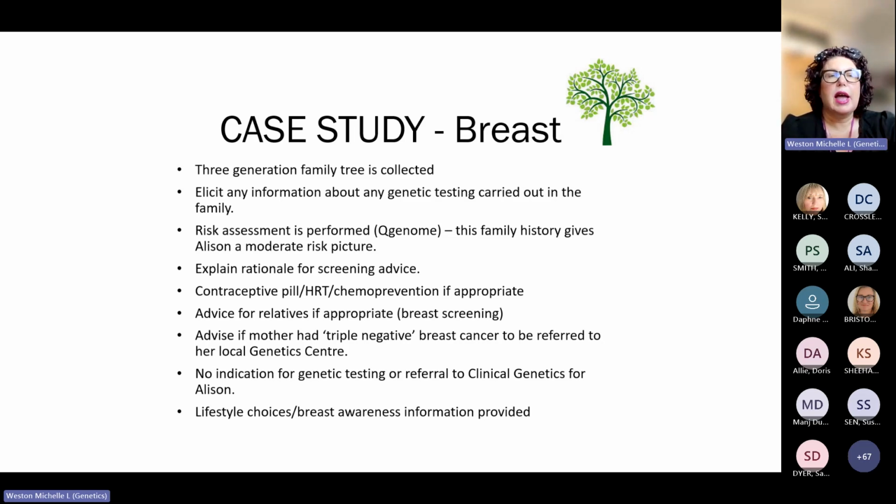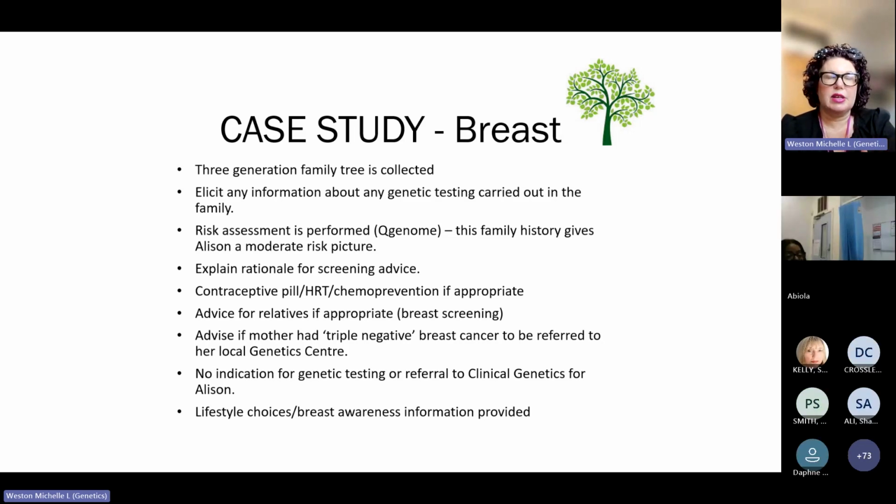Then we would carry out a risk assessment, and that picture gives a moderate risk. So we would assess on separate sides. It doesn't accumulate the risk. So based on the ages of the diagnosis in the family, that would give us a moderate risk.